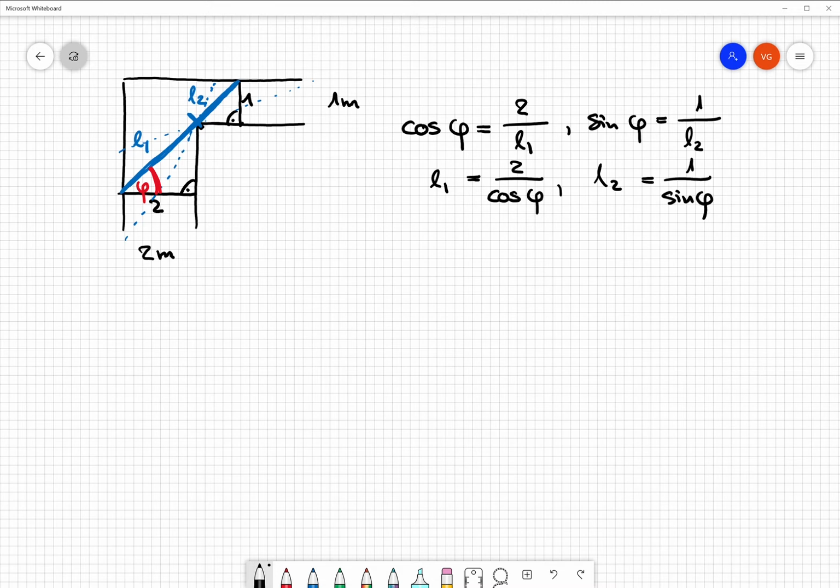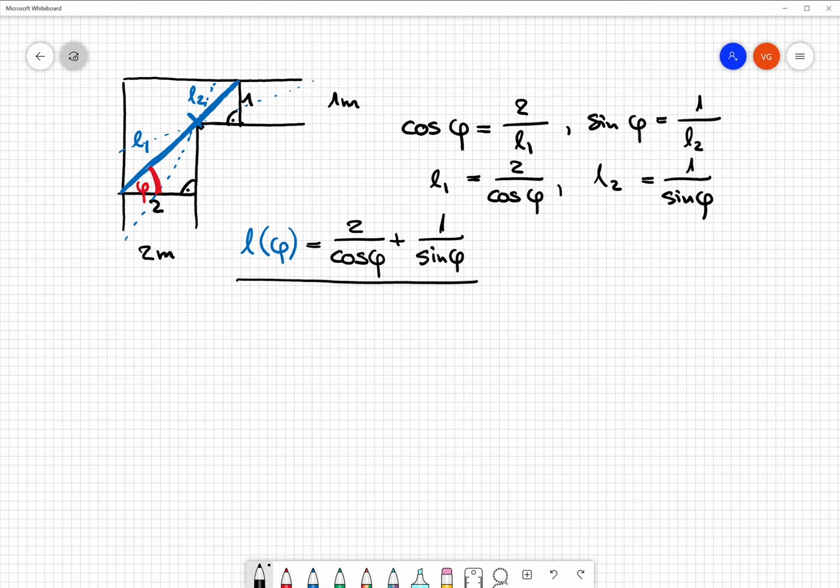So what we get for the total length, depending on the angle phi, is 2 over cosine phi plus 1 over sine phi. That's a formula for the length of the line segment depending on our choice of the angle phi. Now we want phi determined in such a way that L becomes as small, as short as possible. This is going to correspond to the longest ladder we get around the corner.